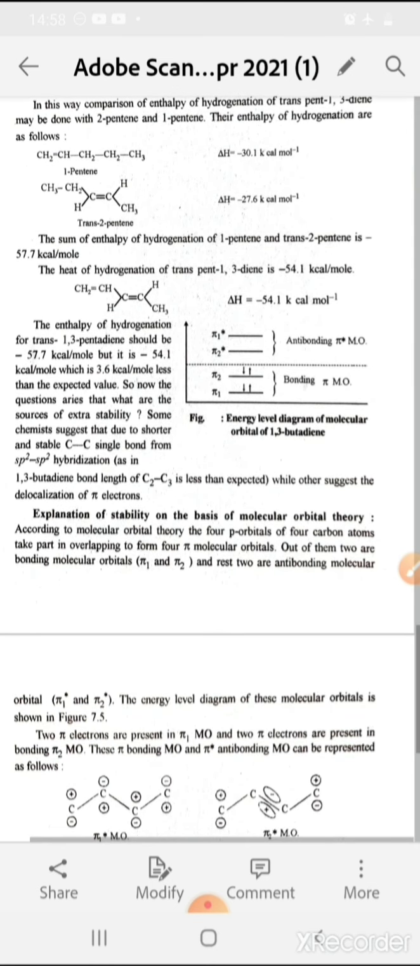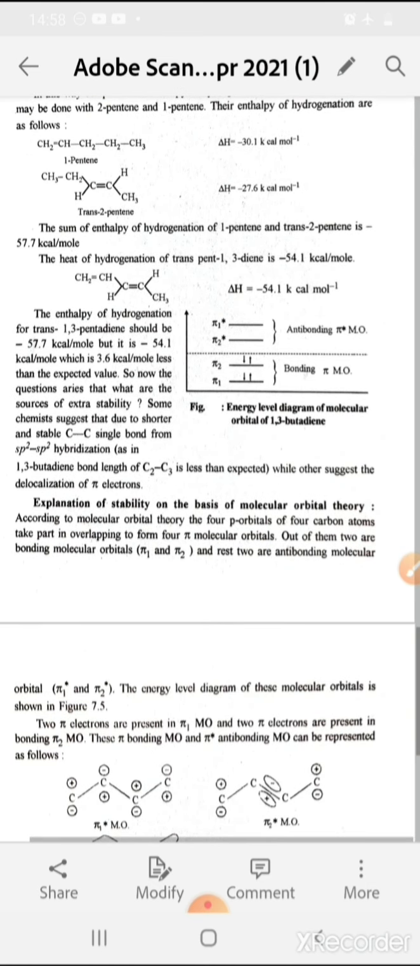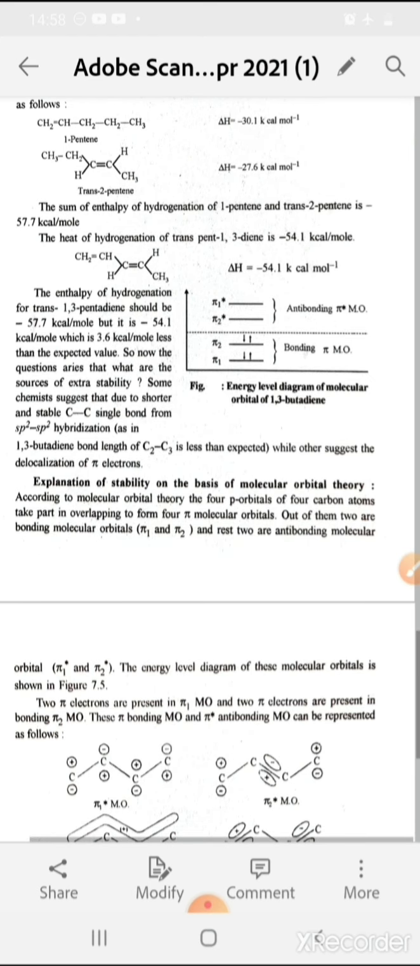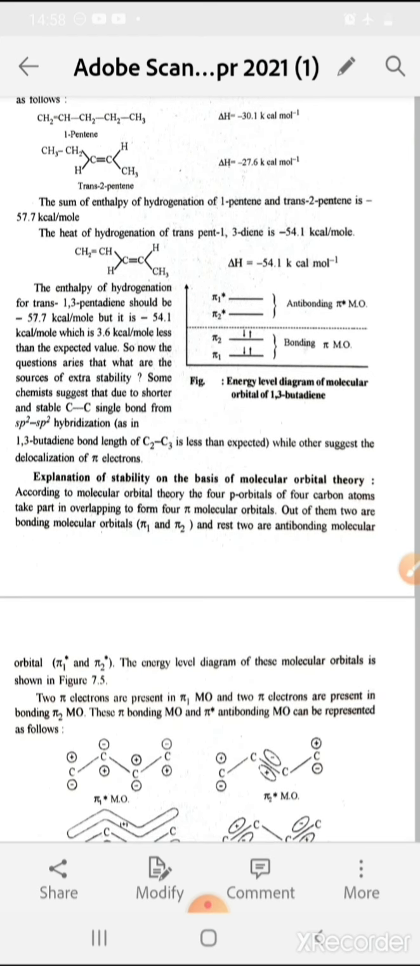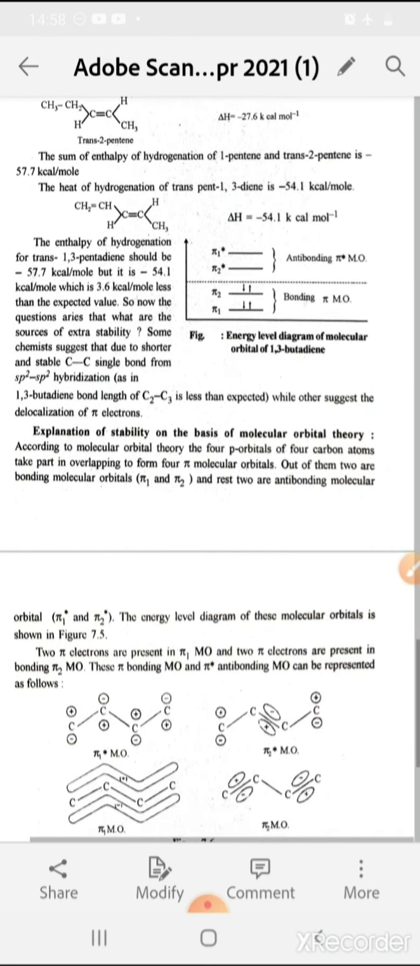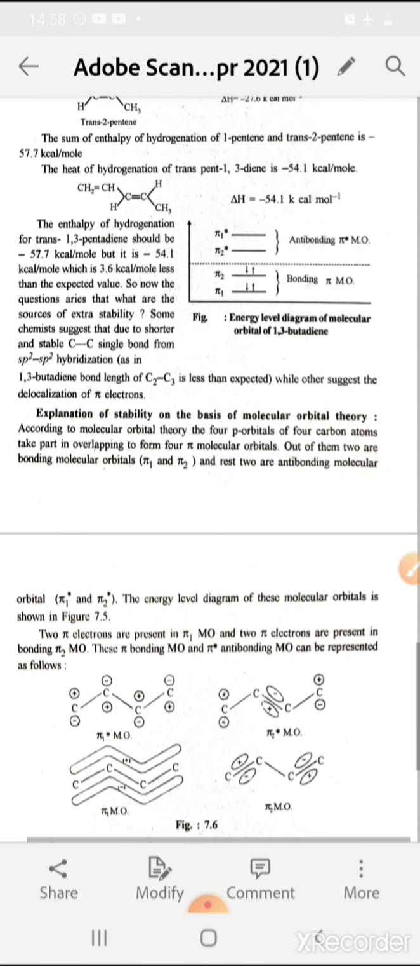So now the question arises: what are the sources of extra stability? Some chemists suggest that it is due to the shorter and stable C–C single bond from sp2–sp2 hybridization, as in 1,3-butadiene, where the bond length of C2–C3 is less than expected, while others suggest that the delocalization of pi electrons renders this extra stability.